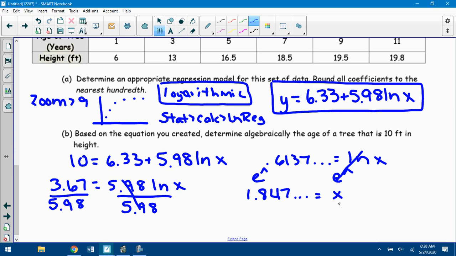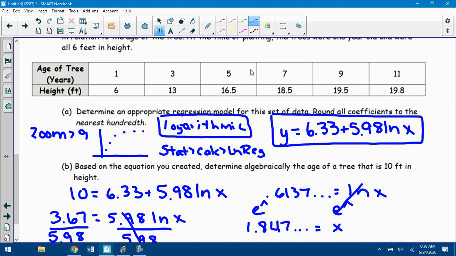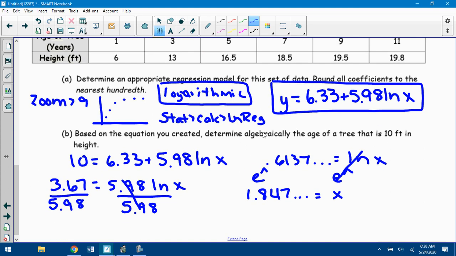equals x. We wanted to talk about the age. All the ages are in years here, so let's just say this means, it didn't tell us what to round it to, but it's about 2 years old.